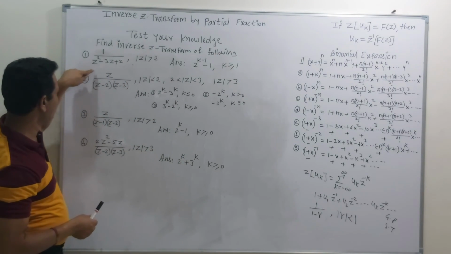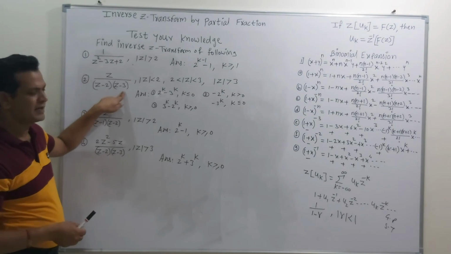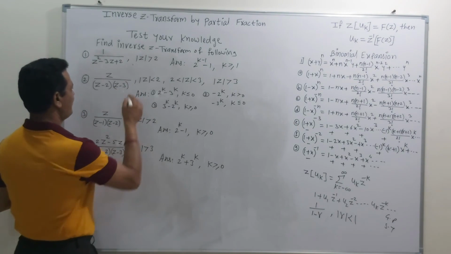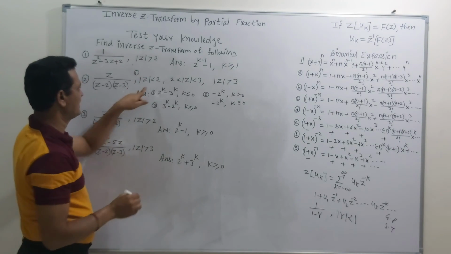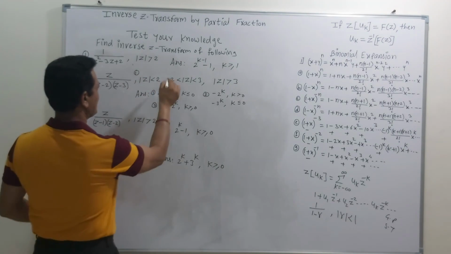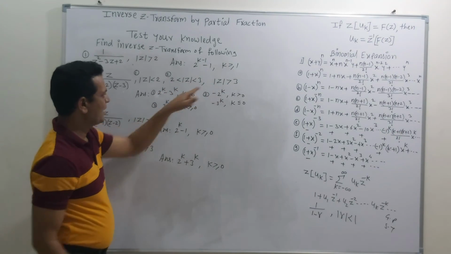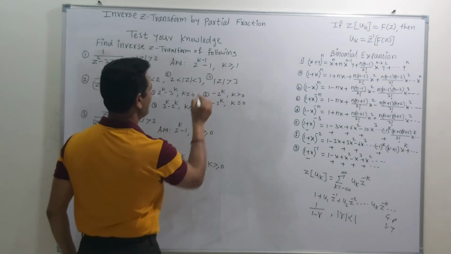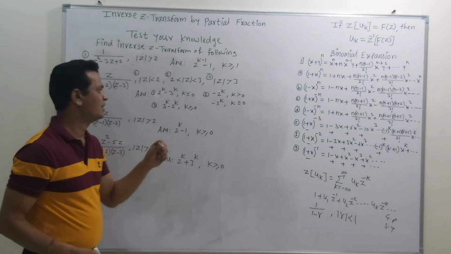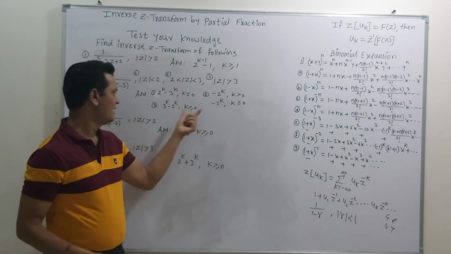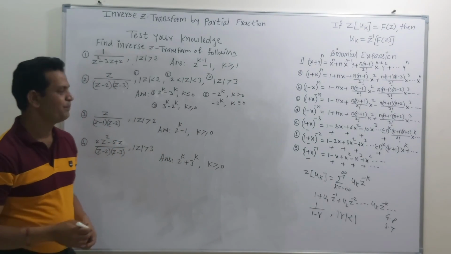Second example is z upon z minus 2, z minus 3. Then there are 3 regions of convergence. This is the first region of convergence, that mod of z is less than 2. The second region of convergence is that mod of z lies between 2 and 3. And third region of convergence is that mod of z is greater than 3. So now this is the answer to the first, this is the answer to the second, and this is the answer to the third region of convergence.